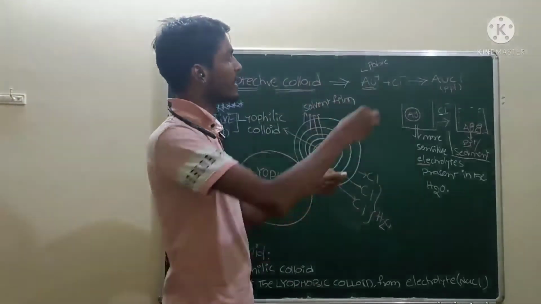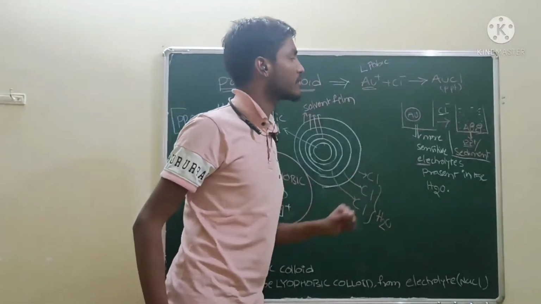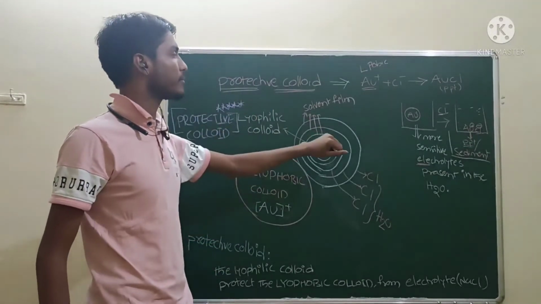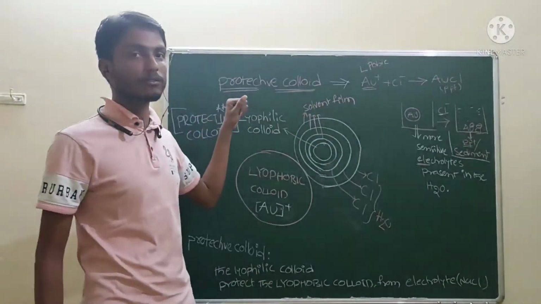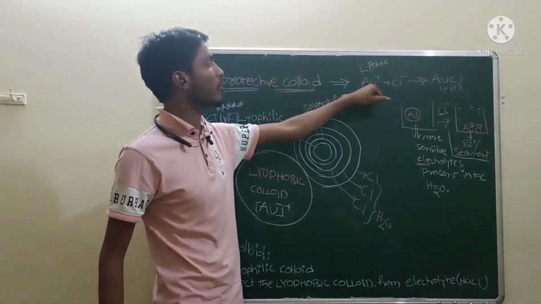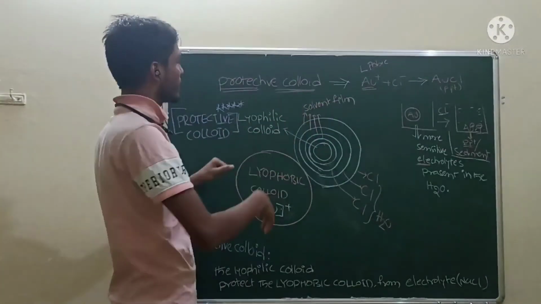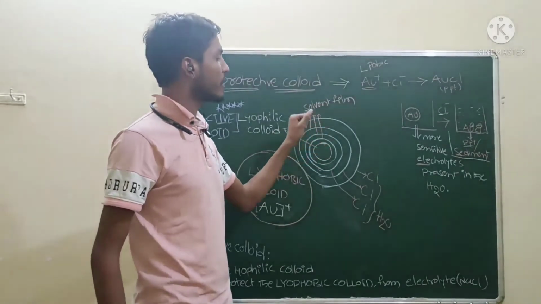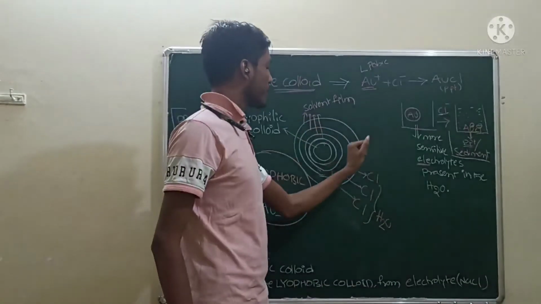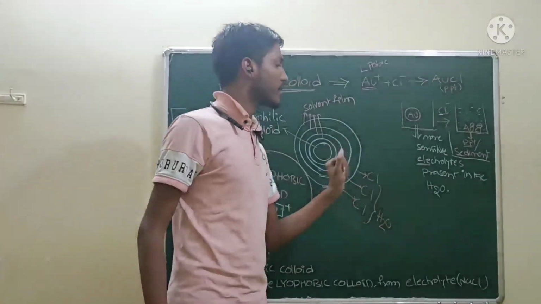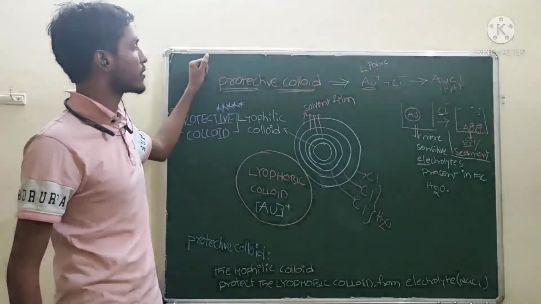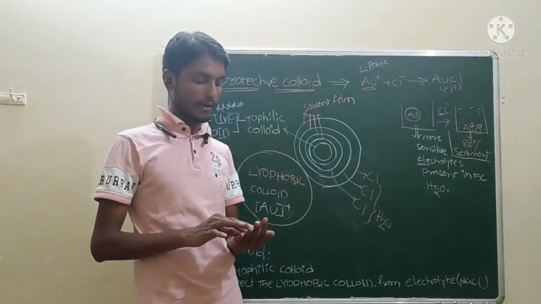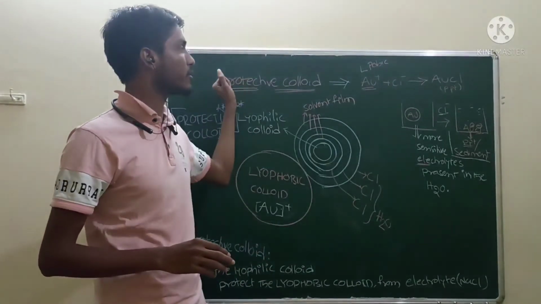Initially, just adding water to the gold system caused immediate formation of precipitate. Now it is not like this. Pharmacists have solved the problem of instability of lyophobic colloid by adding lyophilic colloid to the lyophobic system, leading to formation of protective colloid. This protective colloid protects the lyophobic colloid from the electrolytes present in the water. So now the pharmacist has solved the problem of instability of lyophobic colloids due to protective colloidal action.